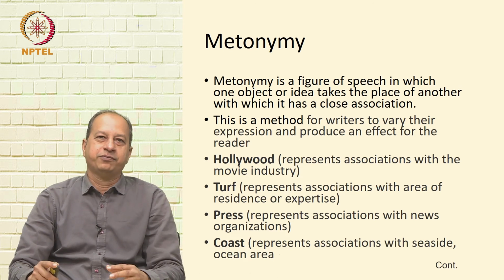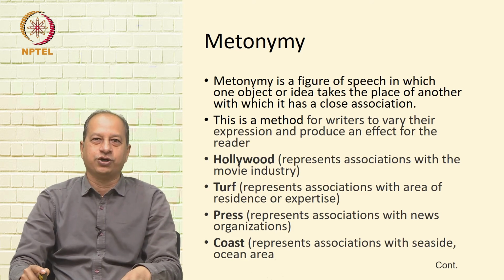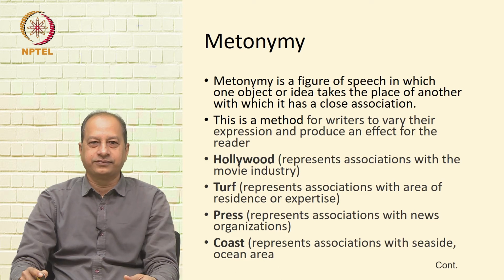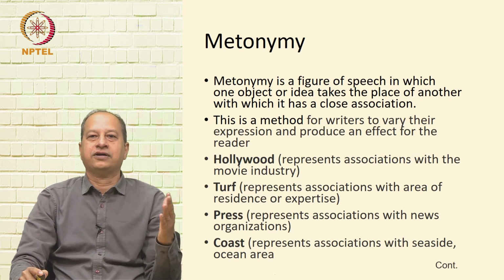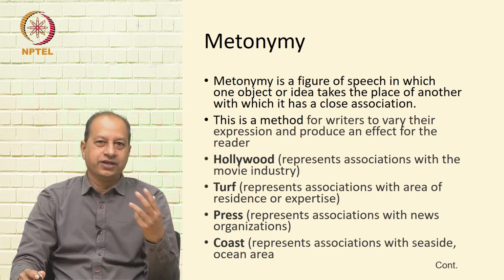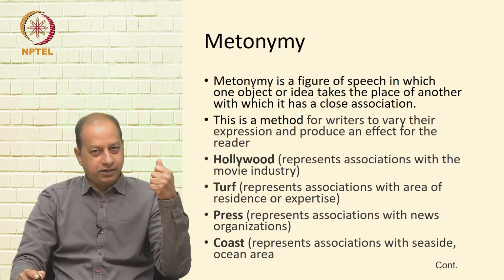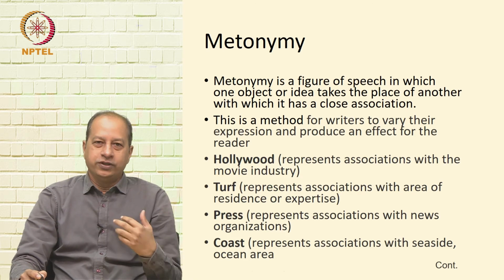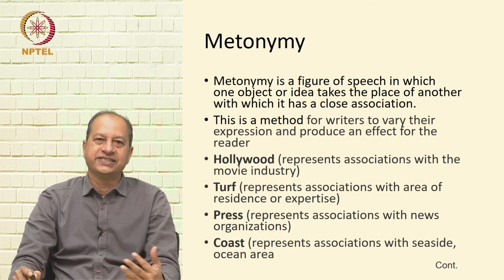We come to the idea of metonymy. Metonymy is again a figure of speech in which one object or idea takes the place of another with which it has a close association. So, if I say scepter and crown, I am talking about the idea of kingship, because we can always visualize a king holding a scepter in his hand and wearing the crown. So, the idea of kingship is derived from this expression, scepter and crown.